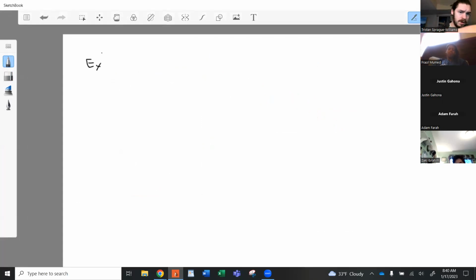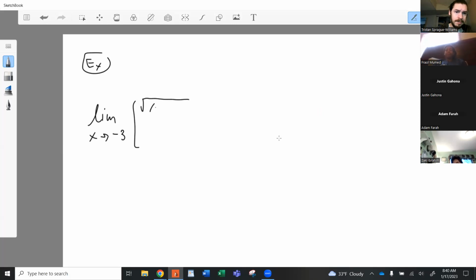Here is another example. Let's do the limit as x approaches -3 of the square root of x plus 7, minus 2, all over x plus 3.